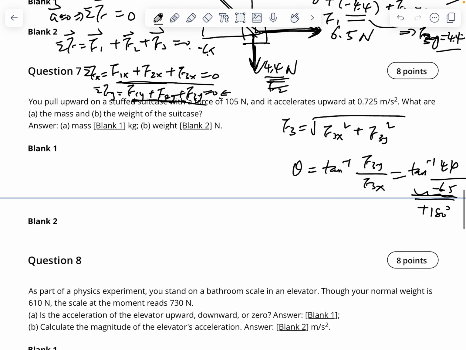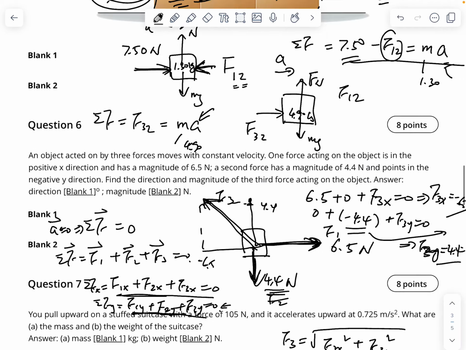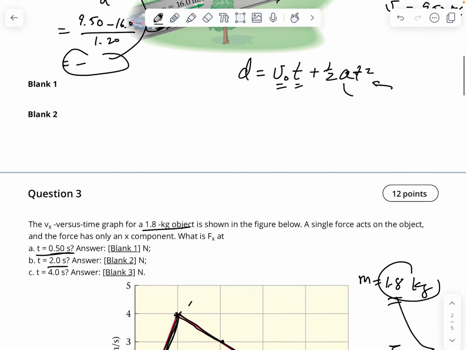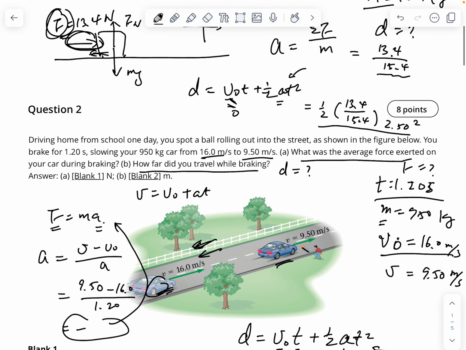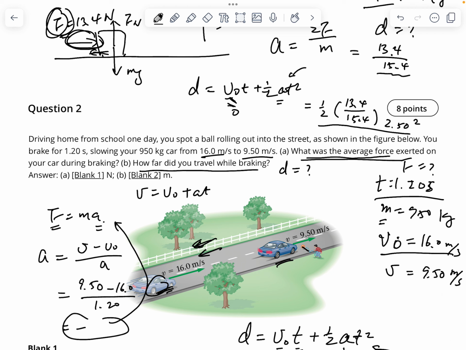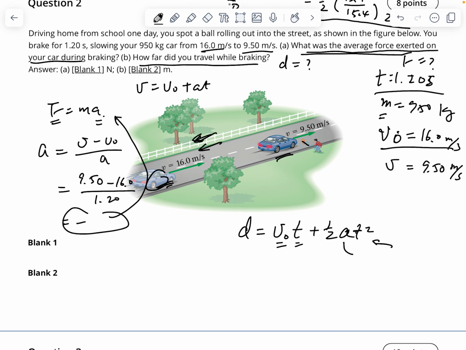All right. Next one. Oh, by the way, I have to say about this problem. This one asks you about the average force acting on your car. Whatever you get here is negative, but you just give the average force acting on a car, so you put the magnitude, which gives you a positive value.